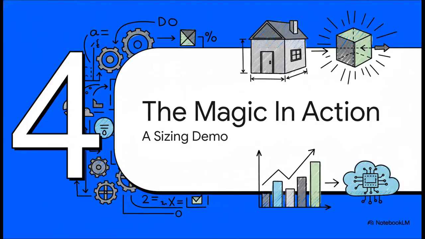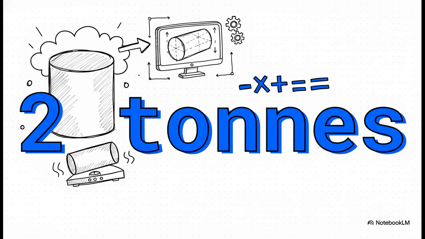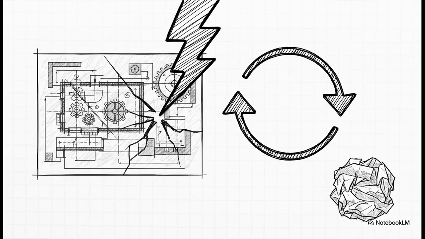Okay, enough with the theory. Let's see how this actually works in the real world. We're going to watch this connection do its thing with a pretty simple sizing demo. The job is pretty straightforward. We've got a solid cylinder, and we need to figure out its height so that the final part weighs exactly what the client needs. The initial requirement is that this cylinder has to weigh exactly 2 tons. The math gets done, the height is calculated, and those numbers get pushed to the CAD model, and we have our first design.